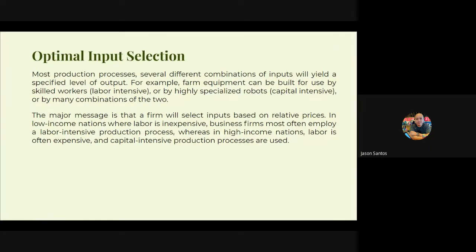Okay. The major message is that a firm will select inputs based on relative prices. In low income nations where labor is inexpensive, the business firms most often employ a labor intensive production process. Whereas in high income nations, labor is often expensive. Okay? Kasi high income nation sila. And therefore, capital intensive productions or automation is being used. Okay. So later on, we will fully understand what this means.